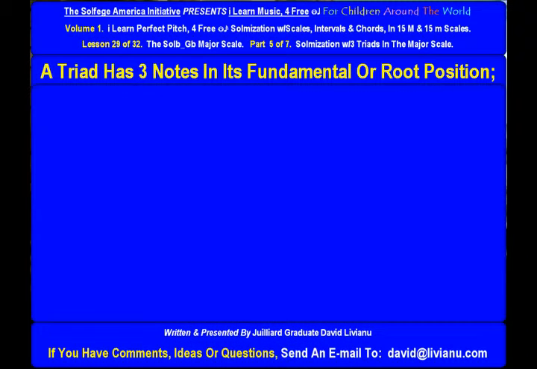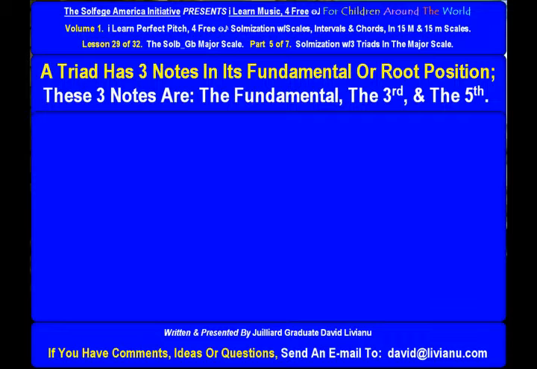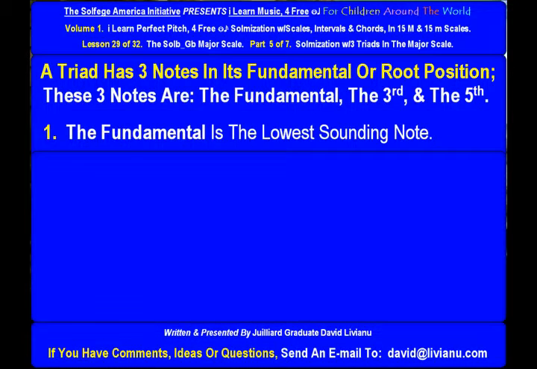A triad has 3 notes in its fundamental or root position. These 3 notes are the fundamental, the third, and the fifth. The fundamental is the lowest sounding note.